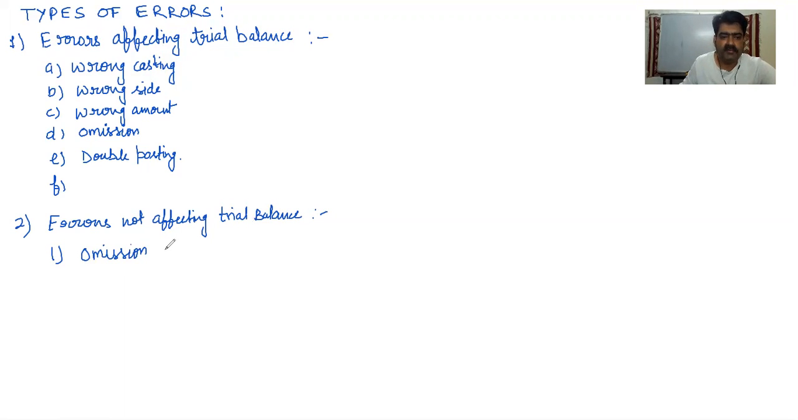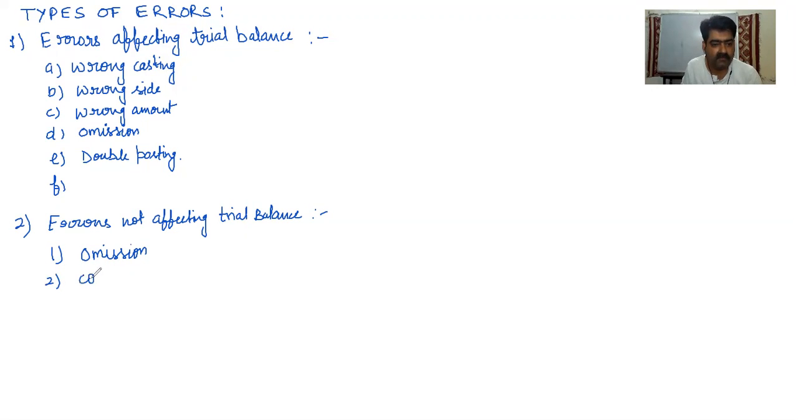By the complete omission of any entry, total of trial balance will come equal. Suppose there is one entry, purchase account debit to X, and you have not written this particular entry in your books of account. So total of trial balance will come equal, but still you can see there are errors in your books of accounts.